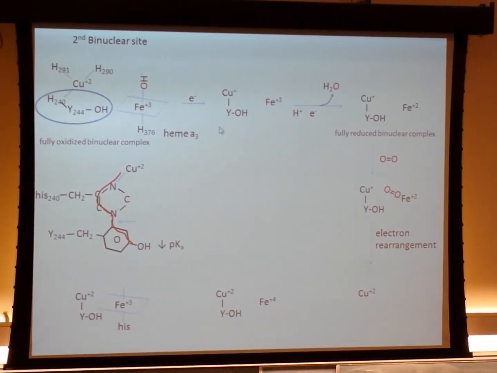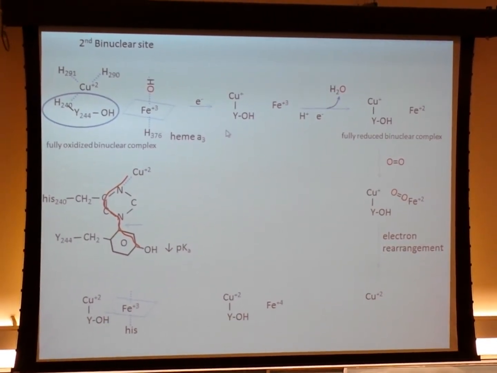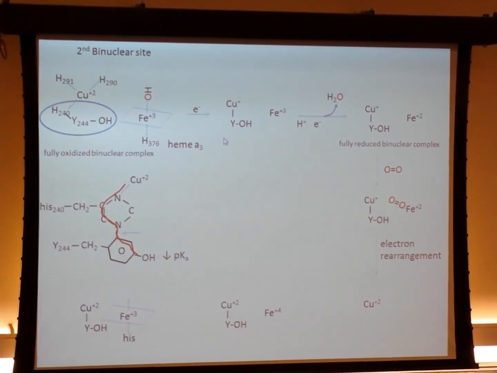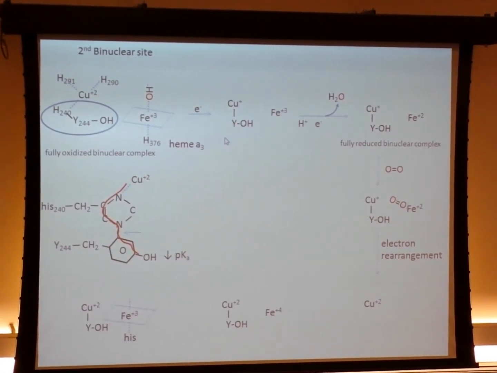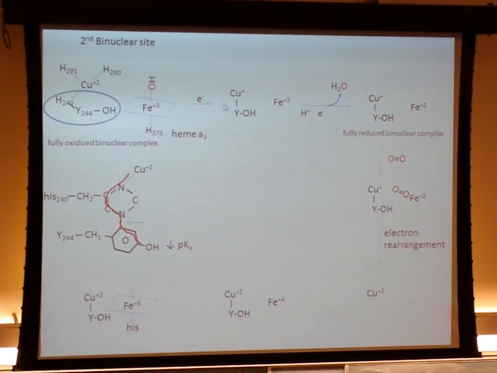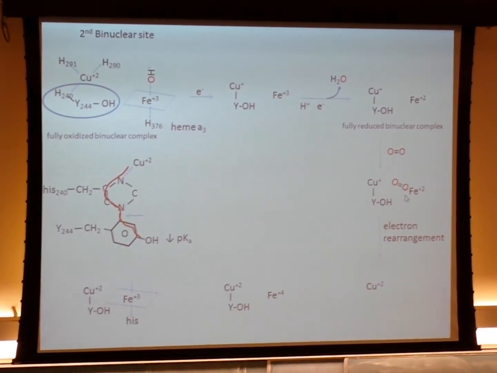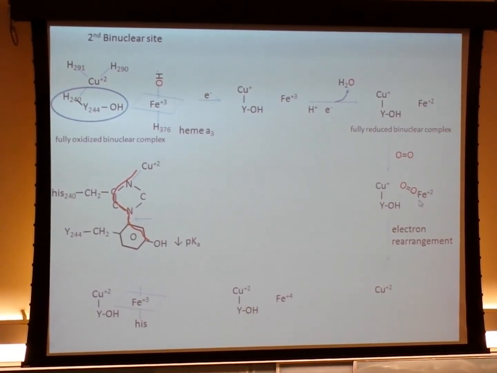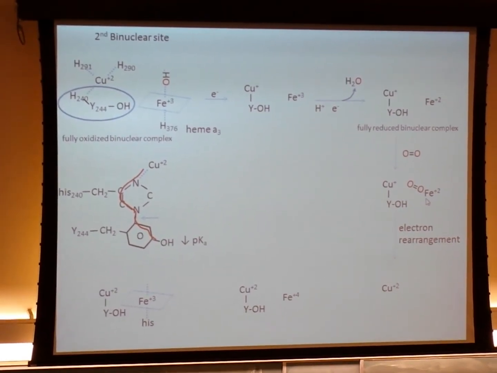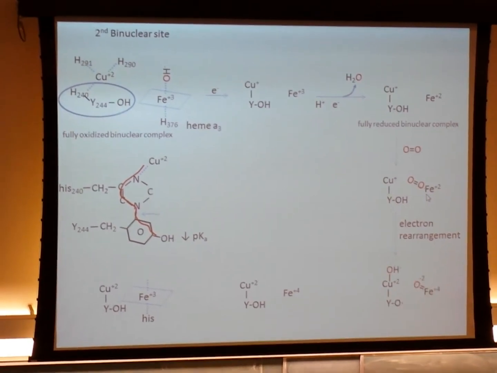There's an electron rearrangement. Metals can expand their valence. That's one thing cool about metals. And so these guys can't donate, the metals can't grab any more electrons, but this iron can donate electrons. And the oxygen is very electron withdrawing, saying, give me those electrons. So we get this.